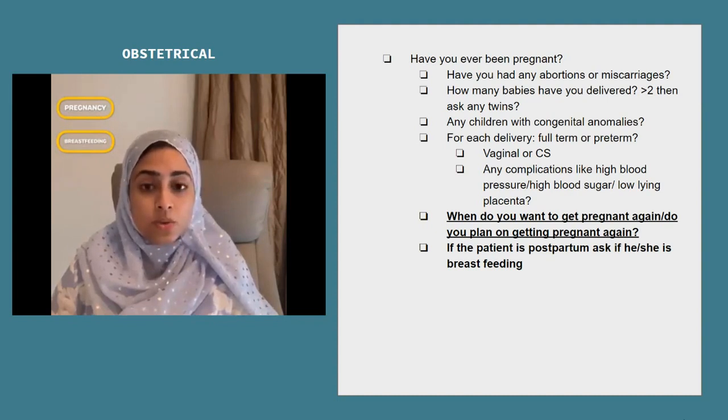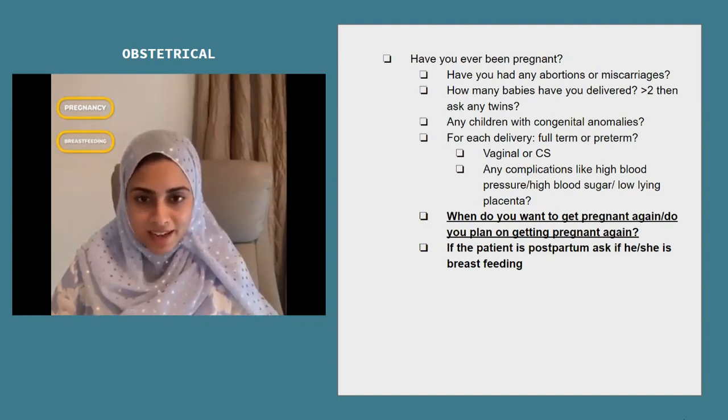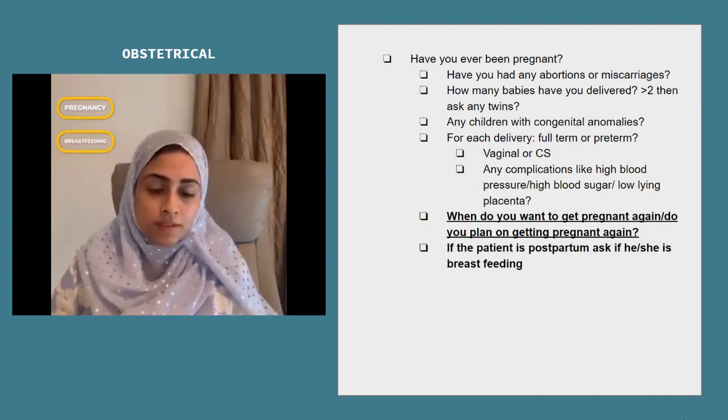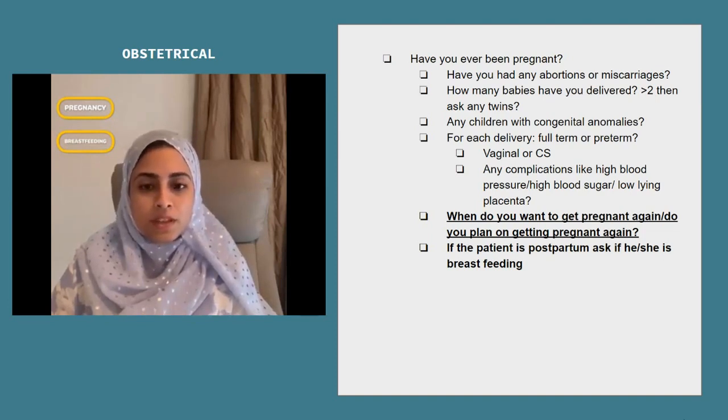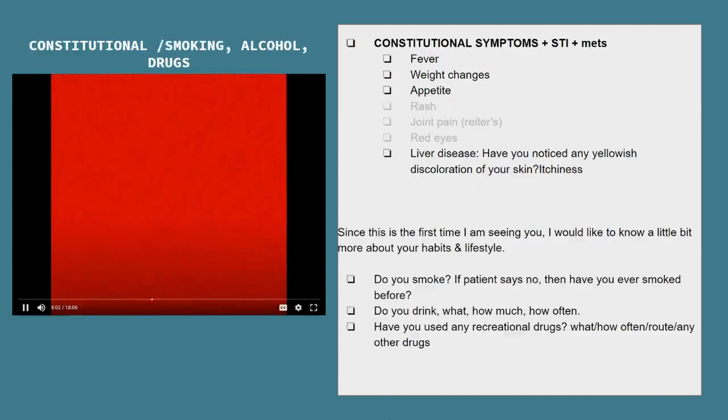And ask them, do you intend on getting pregnant again? And if they do, when do they want to get pregnant again? Because there are some long-term contraceptives and then there are some shorter-term contraceptives. So you would be able to help them with that too. So once you're done with the obstetrical history, you can move on to the next section.